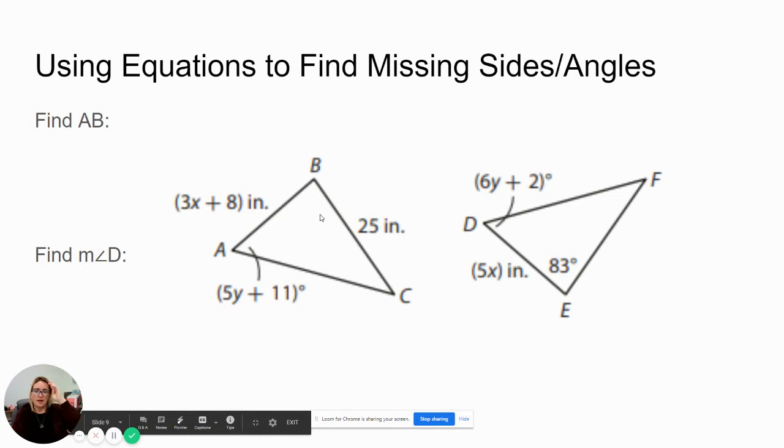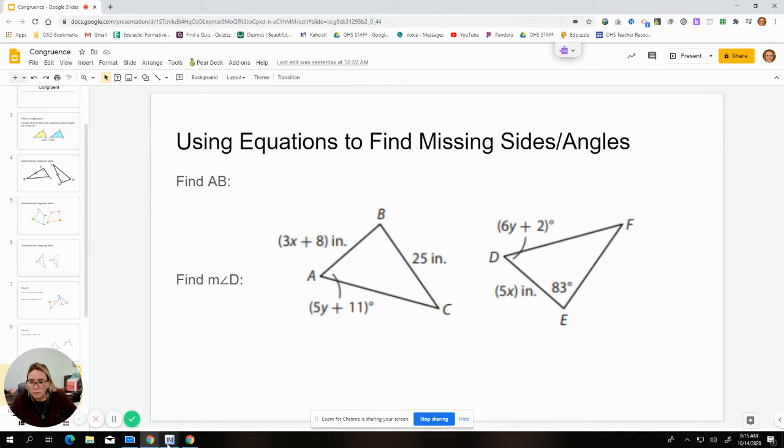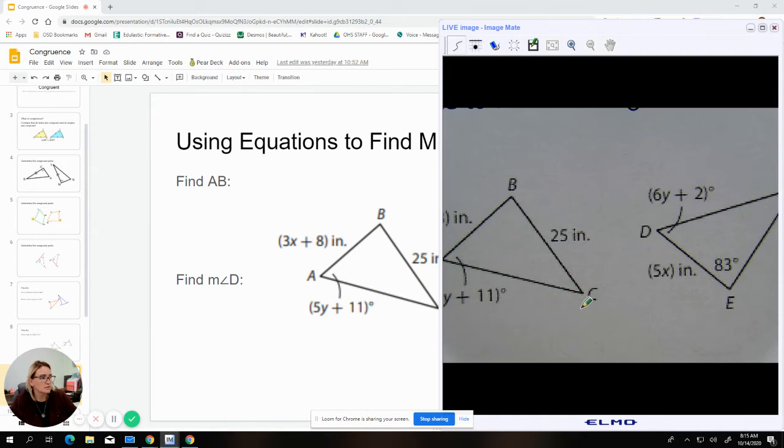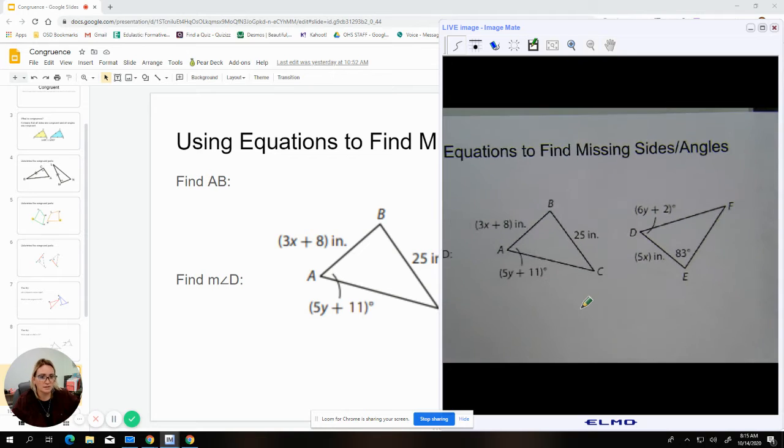Okay, so now we're going to start using some equations to find our missing side lengths. So you'll see that we have two congruent figures. Okay, we have triangle ABC and DEF, and we're going to use the information that they have there to determine how to solve some equations and solve for our missing side lengths. So I'm going to actually pull up my other screen so that we can work through this.